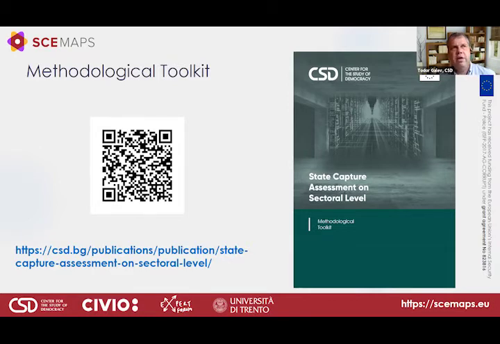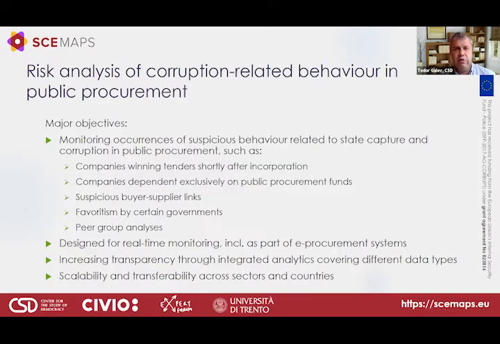So all the knowledge that is necessary for implementing one or more of these methodologies. The main objective of the risk analysis of public procurement is to monitor occurrence of suspicious behavior related to state capture and corruption in public procurement. And this suspicious behavior could be, for example, companies that are winning tenders shortly after their incorporation or shortly after they have been established, or companies dependent exclusively on public procurement funds.